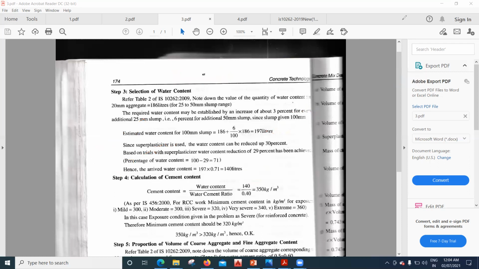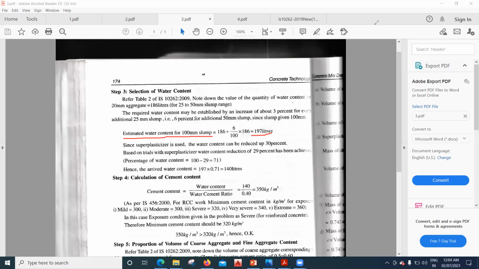The same thing you can see here. Estimated water content for 100 mm slump is equal to 186, which is what we got, plus 6%, because this is the correction factor I'm applying. So 6 divided by 100 into 186 is what you are supposed to do, because 186 is from the table. You do this, and we are getting 197 liters, right?